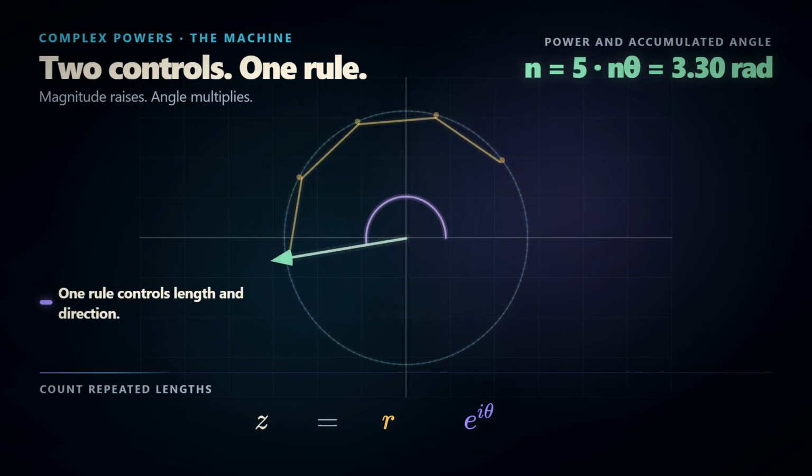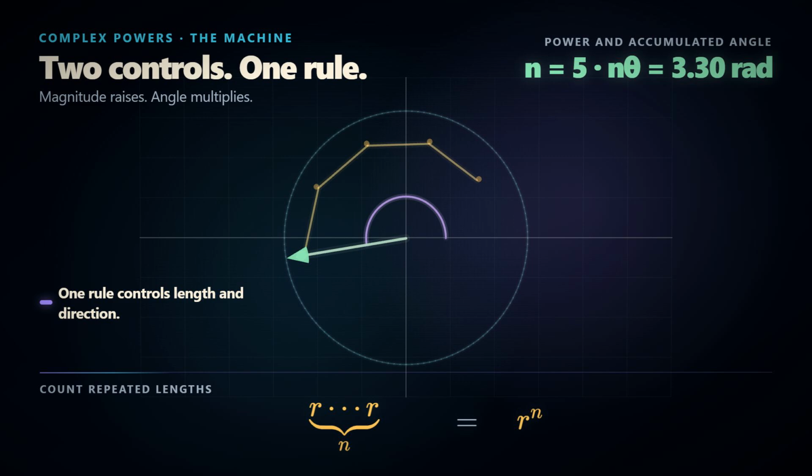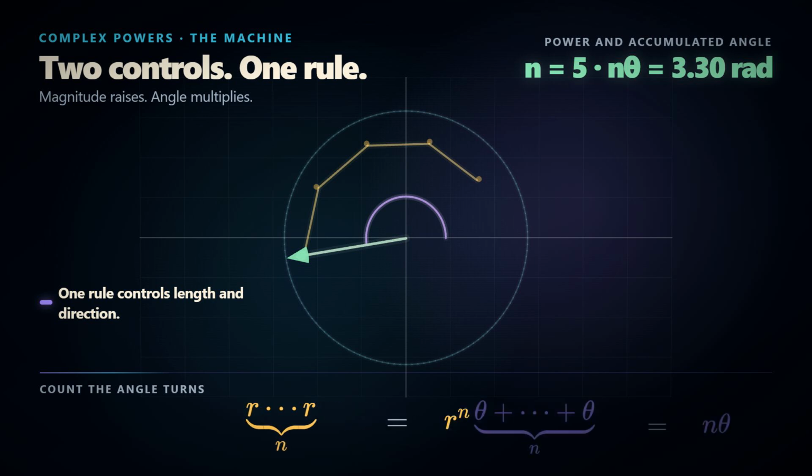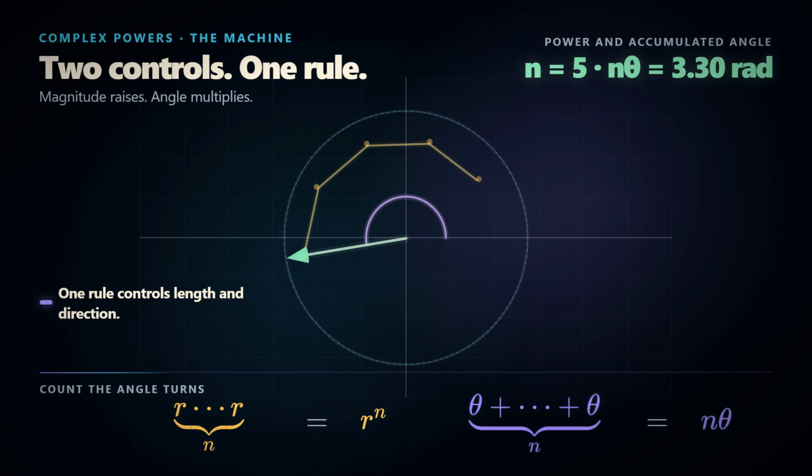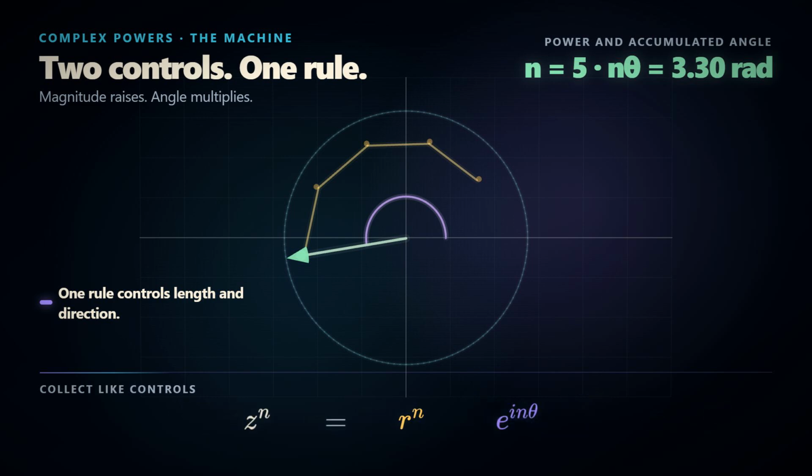Build the general pattern using only positive integer powers. Start with z equals r times e to the i theta, and multiply n identical copies. Count the lengths. r times r, n times, gives r to the n. Count the turns. Theta added n times gives n theta. Predict the output. z to the n equals r to the n times e to the i n theta.